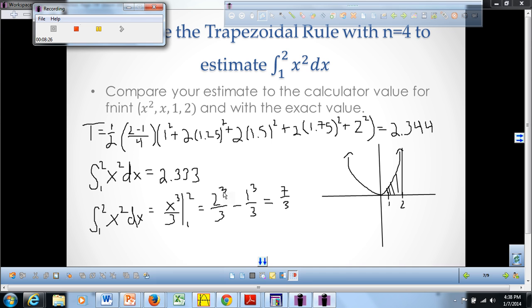The next thing I wanted you to do on this problem is use your calculator to do the definite integral from 1 to 2 of x squared dx. And when we do that on the calculator, we get 2.333.